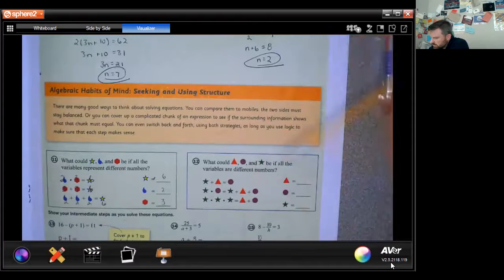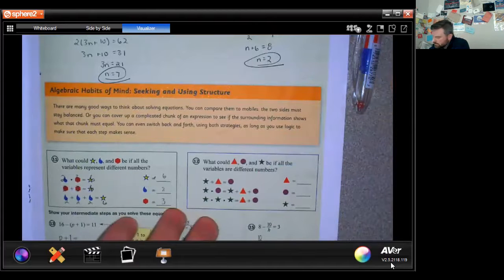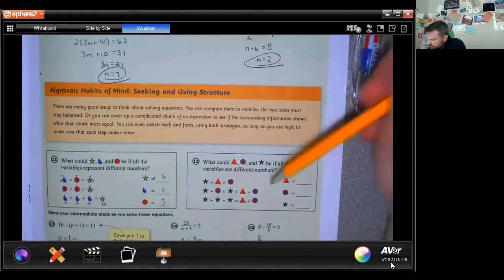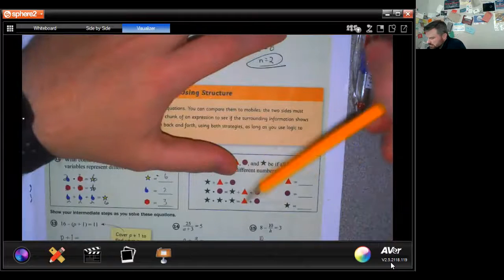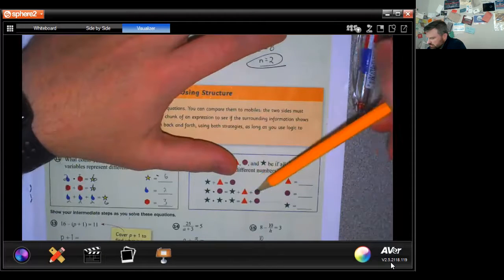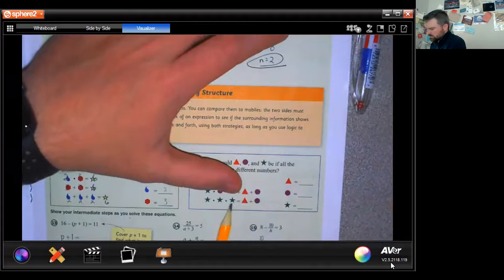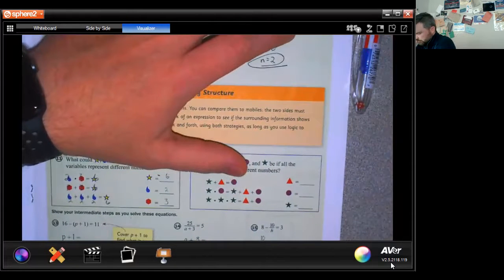Okay, what could triangle, circle, star be if all the variables are different? Okay, well, we have some things here. Let's look at this. A circle and a triangle actually equal a star times a star times a star.